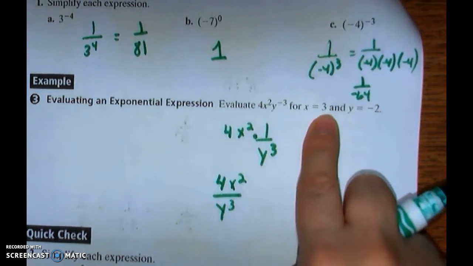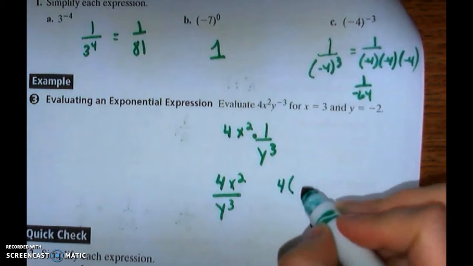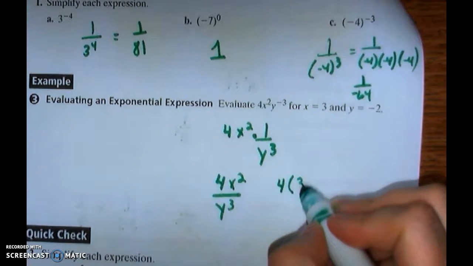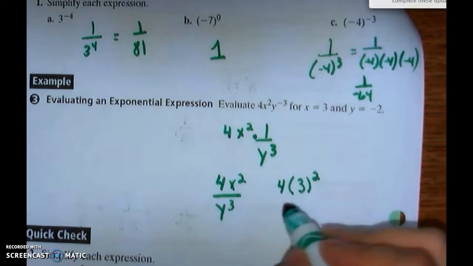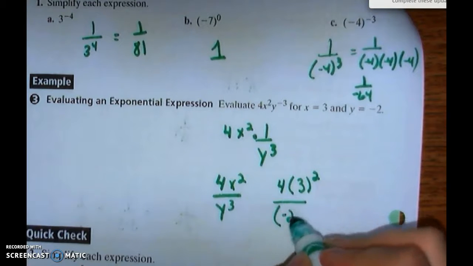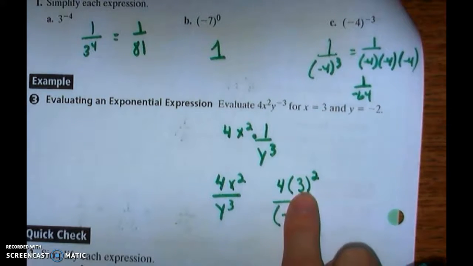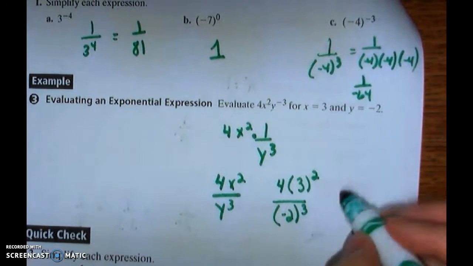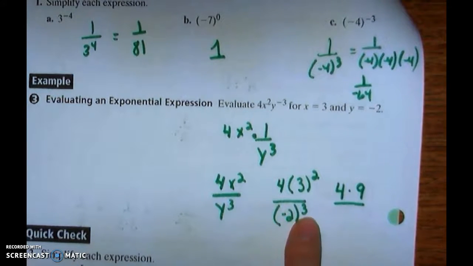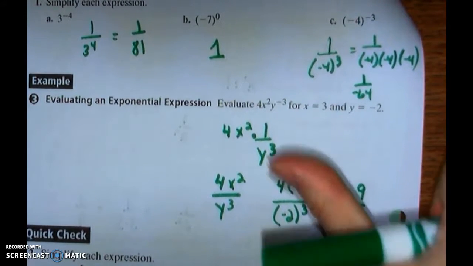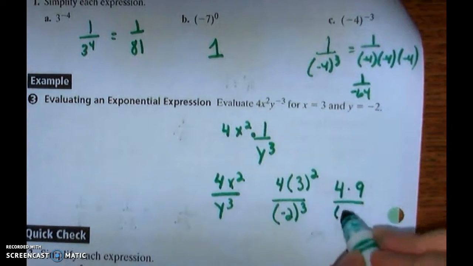Now we can plug in 3 and negative 2 for our x and our y. And again, what is directly in front of the exponent is going to be taken to that power. So 3 squared is 9. 4 times 9. Negative 2 to the 3rd, again, is negative 2 times negative 2 times negative 2. That gives me a negative 8.